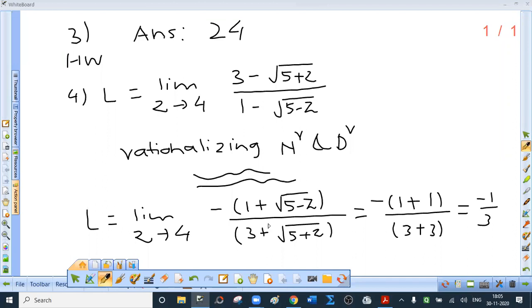Take the limit. To take the limit means to replace every z by its limiting value. So minus into in bracket 1 plus what is root of 5 minus 4? That is root 1, 1. 3 plus root of 5 plus 4, 9, root 9, 3. So minus 1 upon 3 is the answer for sum number 4. Write down.